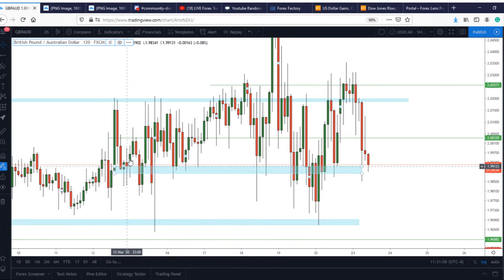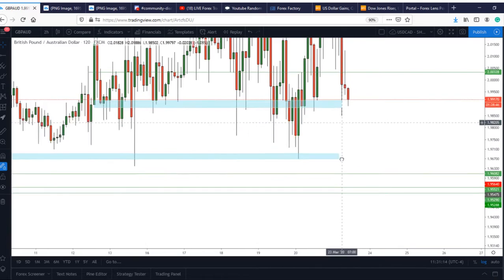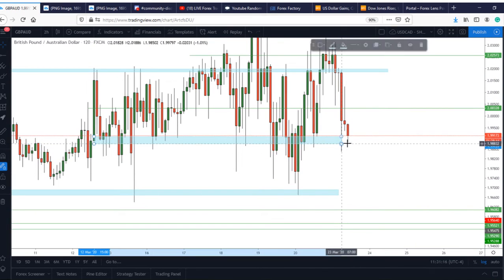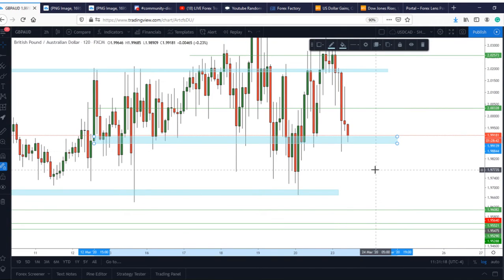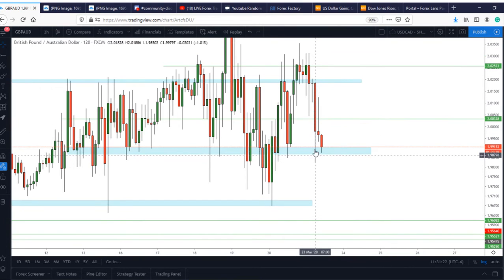We come to support, we have a long of 60 pips. We come to support, we have a long of 180 pips. We come to support, we have a long for 240 pips, etc., etc. So, Pound Aussie, in my opinion, if I were you, I'd be looking for longs now. Now that we've come back to the support and we've shown some wicks entering deep into this area, I would be waiting for the next 2-hour candle to show me some sort of bullish reaction.